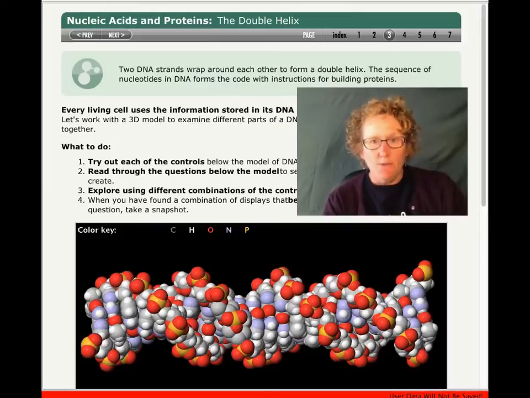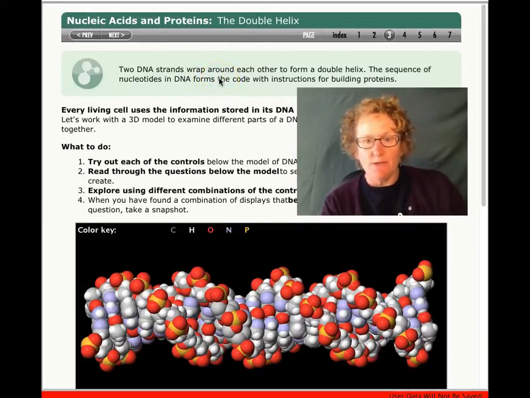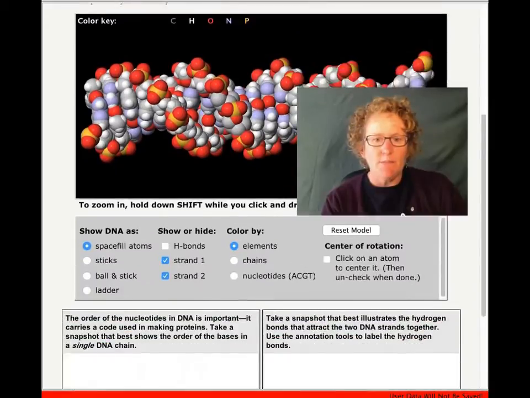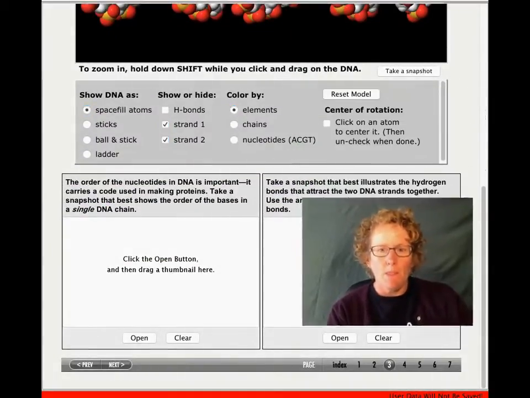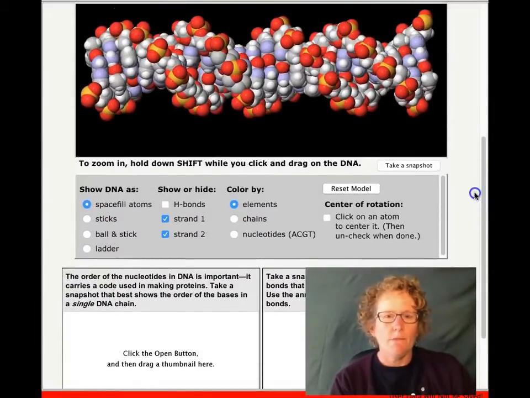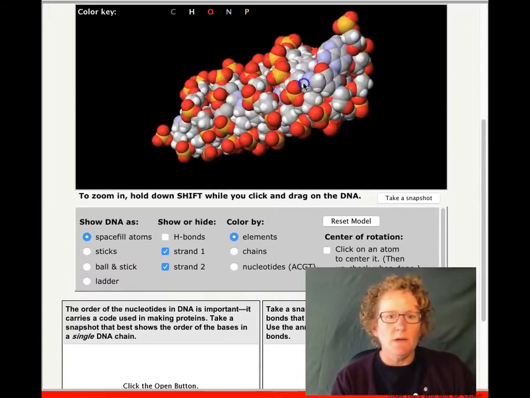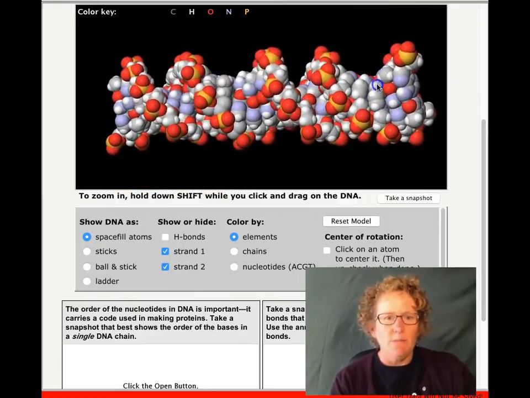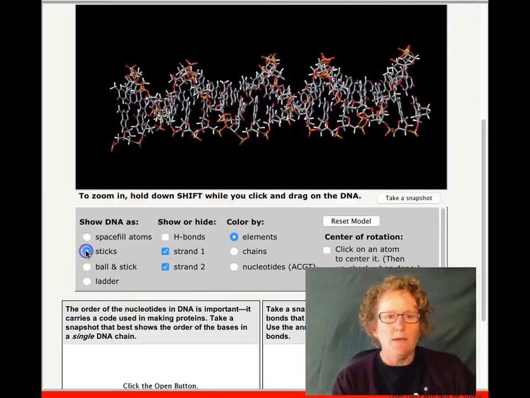So for question 3, you can read all about how 2 DNA strands wrap around each other to form a double helix, like a twisted ladder. And here we're going to basically mess around with the different controls until we find something that lets us see those hydrogen bonds in the middle of the molecule. So here's our DNA molecule. We can kind of twirl it around here, and we can't see hydrogen bonds yet because we're in space filling. Let's go to sticks.